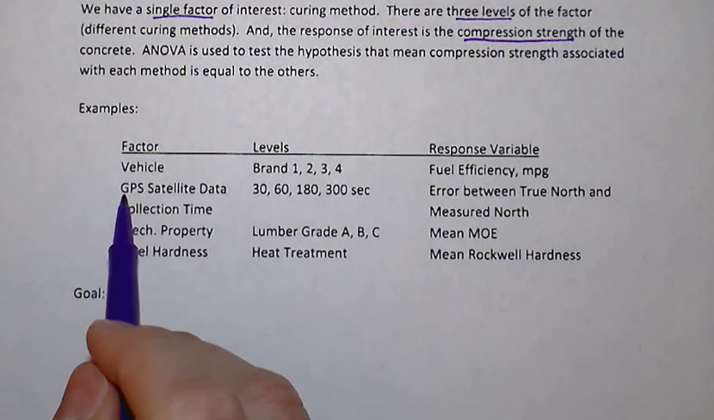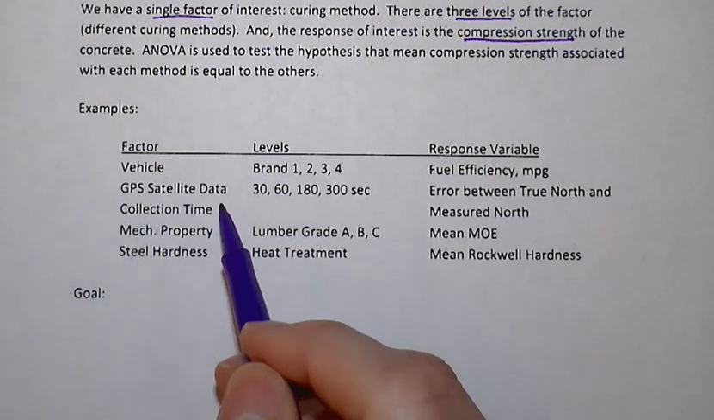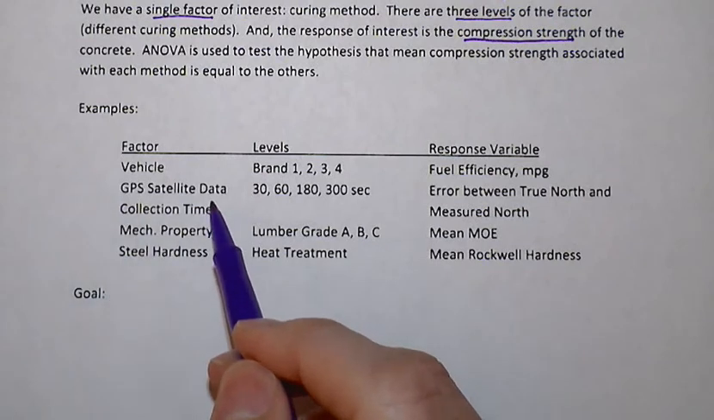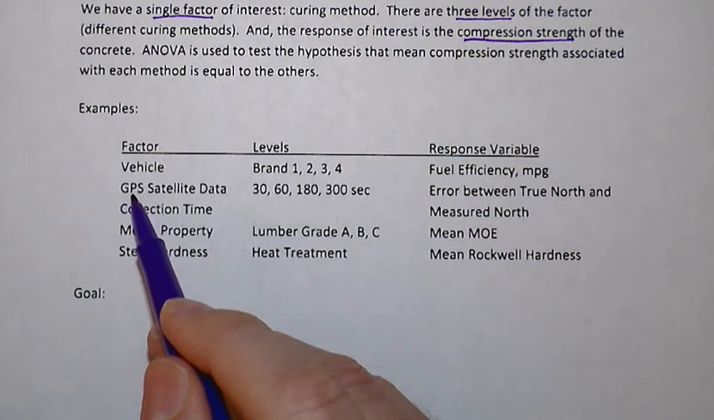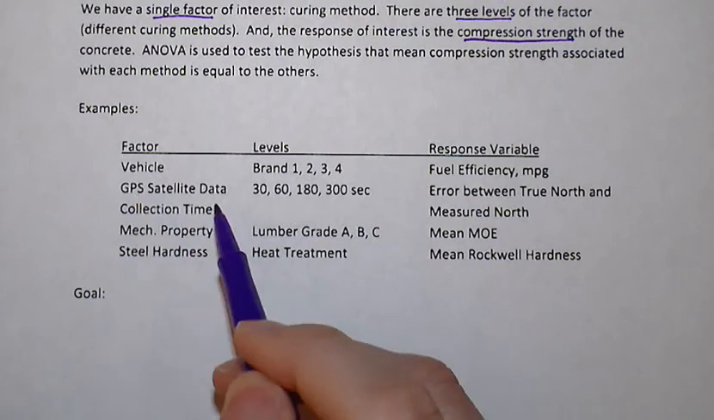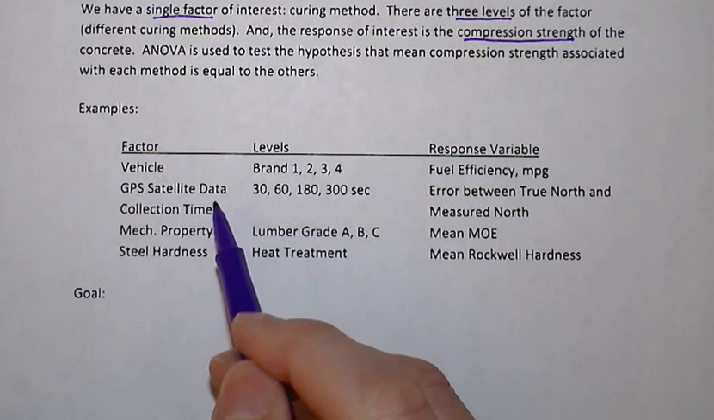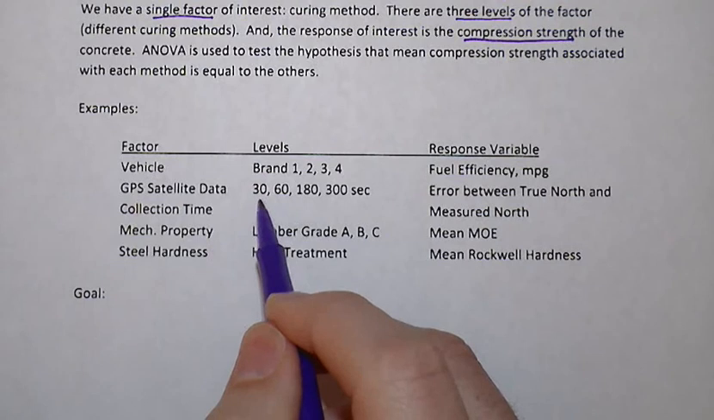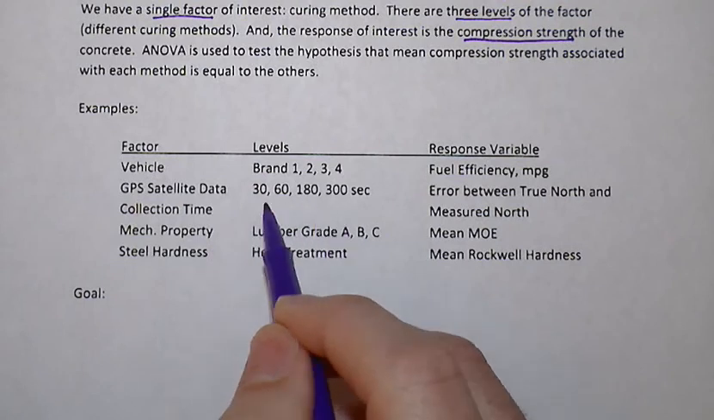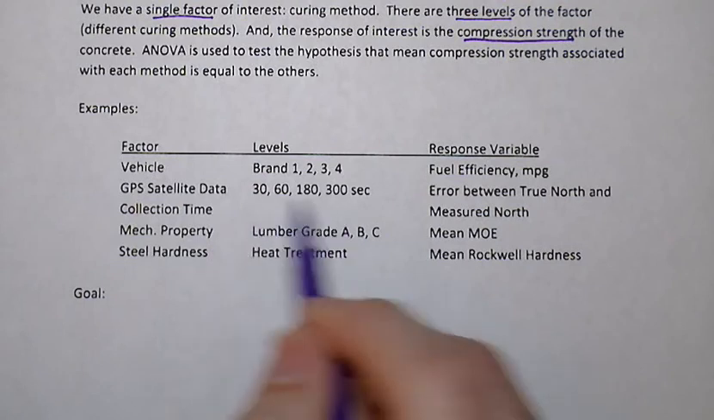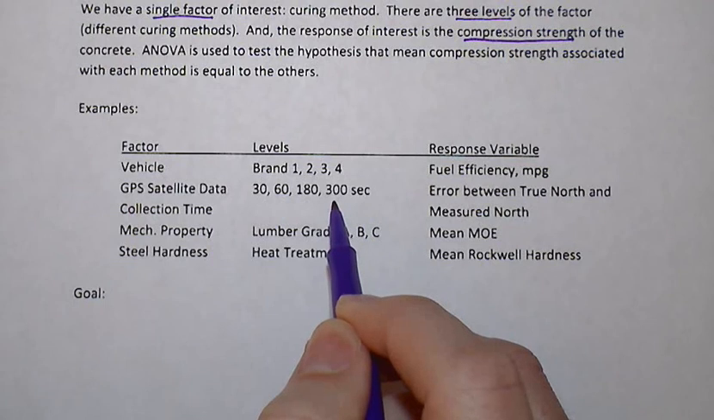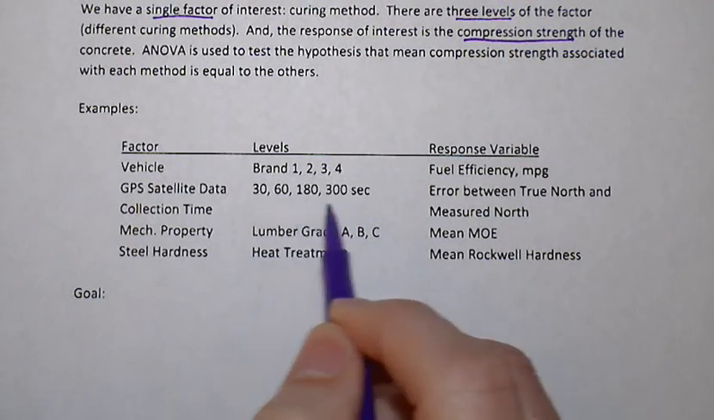From a more practical engineering standpoint, let's say that we're designing a GPS satellite-connected surveying instrument, and we need to decide what the data collection time, the access to the satellite for the information, ought to be. Should that be 30, 60, 180, or 300 seconds? Notice a half minute all the way up to about 5 minutes. Obviously we want this to happen as fast as possible.